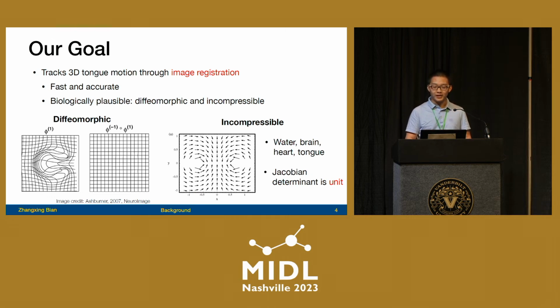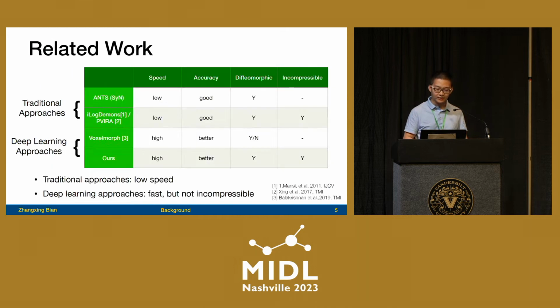And for incompressible, we know water is incompressible, and a lot of human tissue, like brain, heart, or tongue, which consists for the most part of water, can also be assumed to be incompressible. So there is one important feature: the Jacobian determinant of the transformation field is unity everywhere, and we will use that feature later.